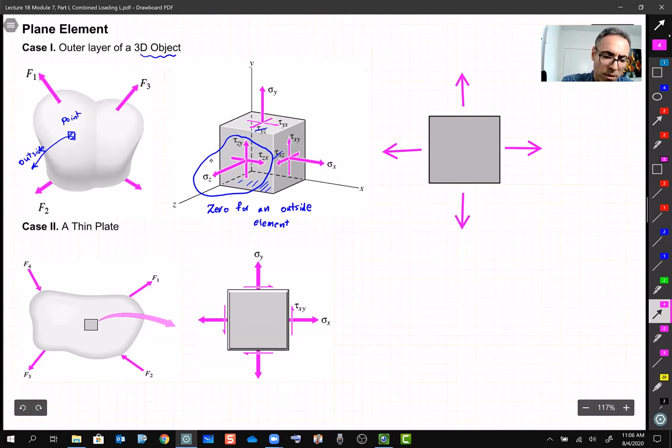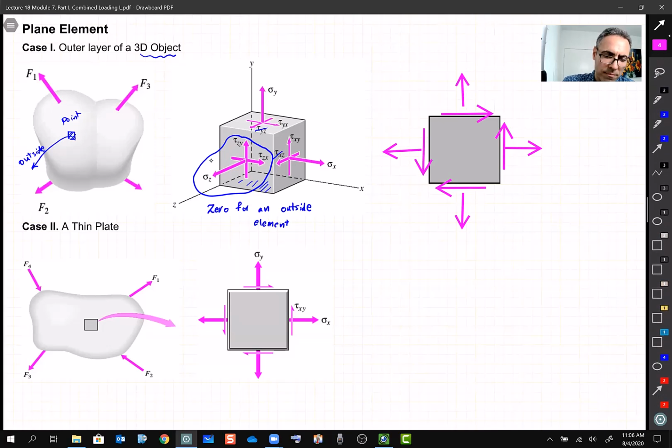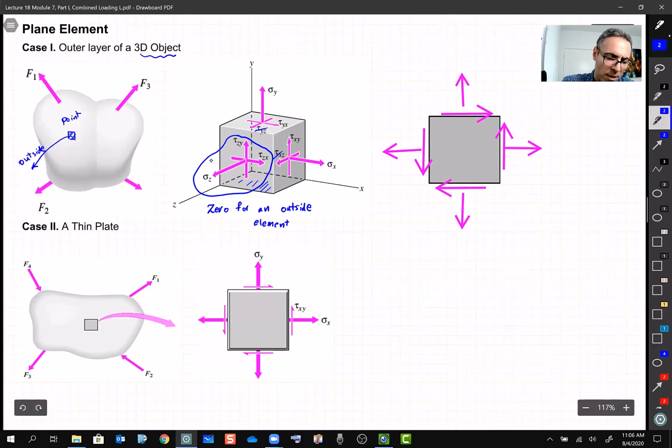So that's that one. Other direction. If that one goes up, this one is coming down, this one is going down, and this one is going down like that. All right, so this one is sigma x. This one is sigma x. This one is sigma y. And all of these, they are the same. They are tau x, y.